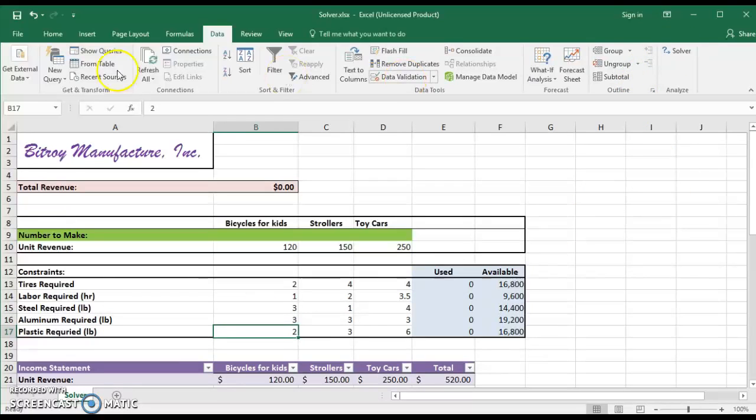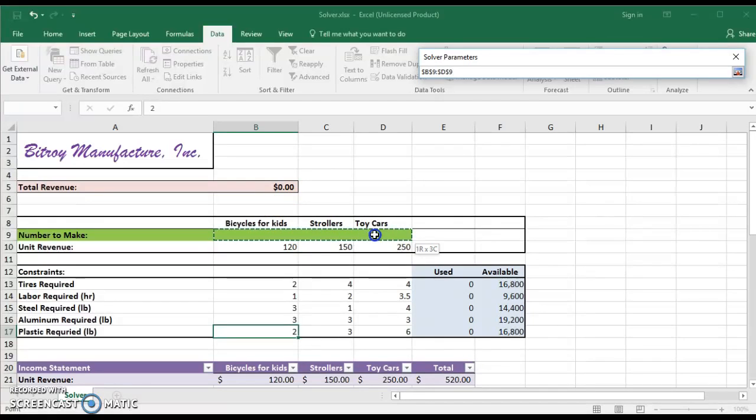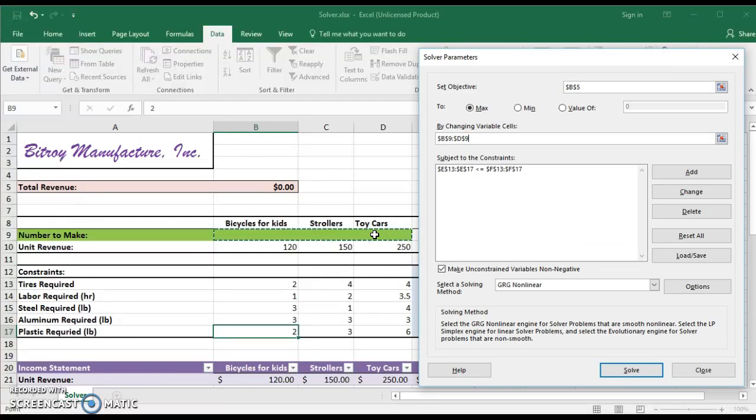Okay, so let's do solver. Go to Data, Solver. We need to set our objective, which is our total revenue, our optimum goal. And we need to set it to maximize. We want it to be maxed. And then by changing variable cells, which are these 3 cells, those are the numbers that can be changed.